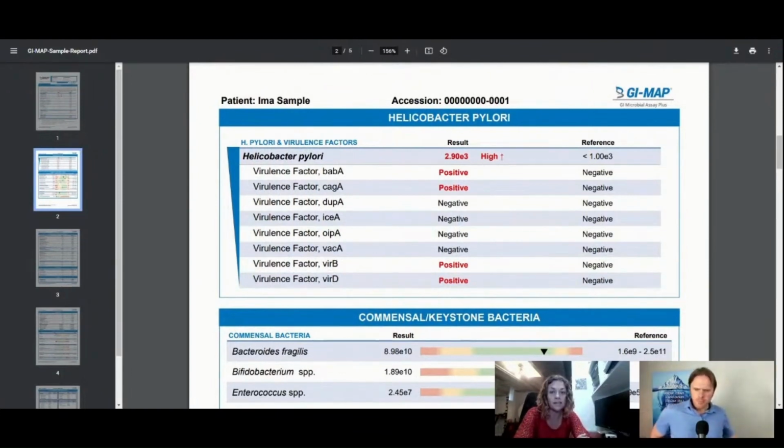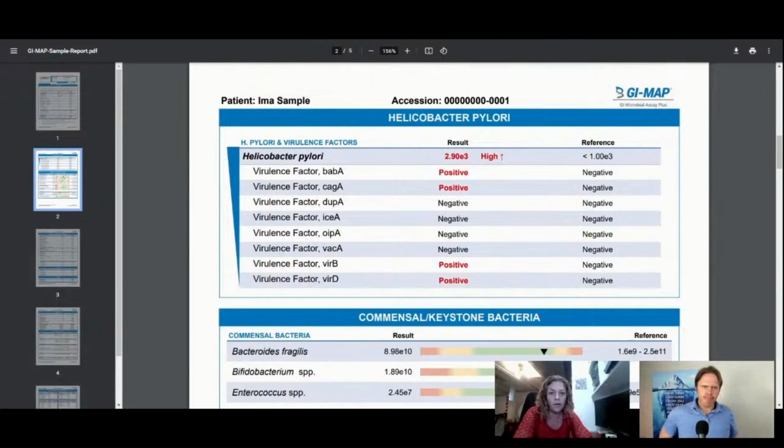So yeah, you can see both the virulence factors, and then we also measure antibiotic resistant genes on page 5 for H. pylori, and those can change based on retest, if you choose to do that. But I believe what you've pulled up here is our sample report.